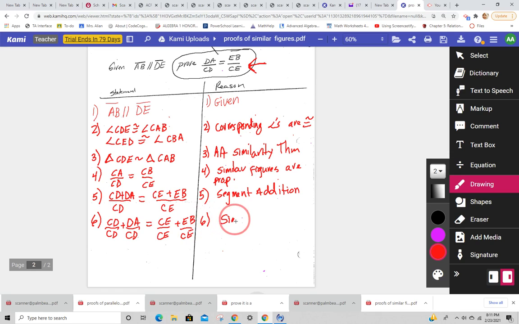And that's just simplifying. You're going to keep simplifying. CD over CD, isn't that 1? So we'll replace that with 1. 1 plus DA over CD. Okay, CE over CE, isn't that 1 also? So we'll replace that with 1. 1 plus EB over CE. And that's simplifying.